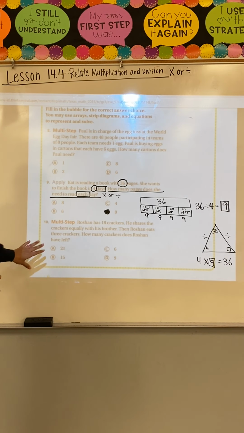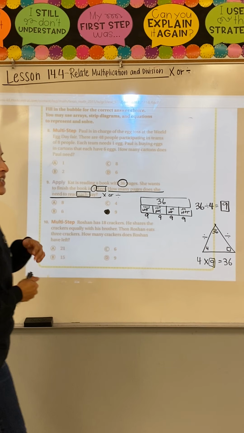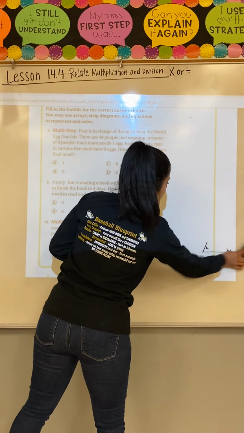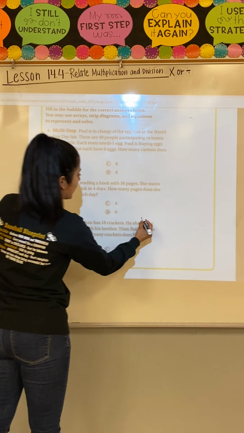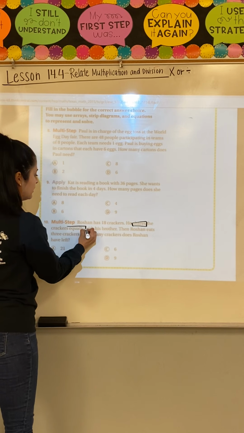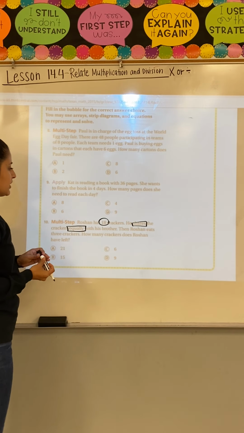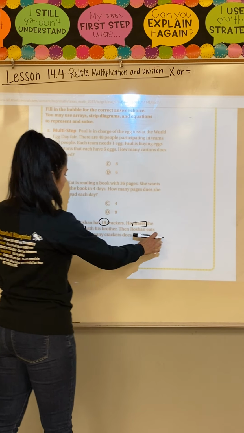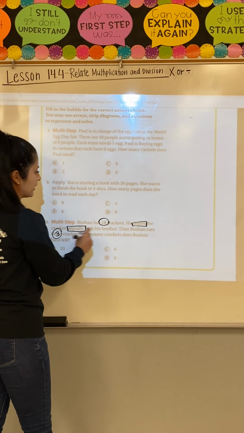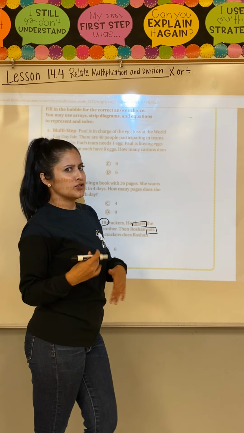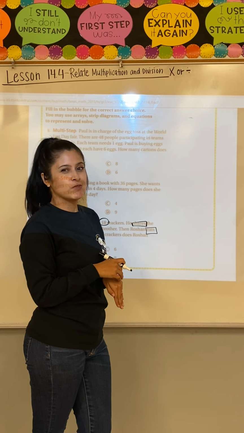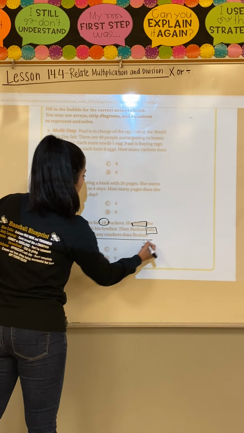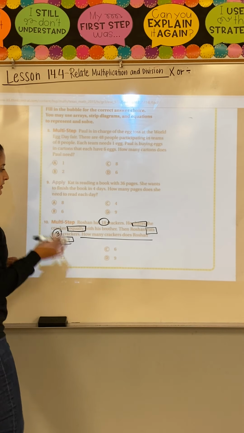One last one together. Let's take a look at number 10. Let's show this with an equation. Roshan has 18 crackers. He shares the crackers equally. That's a major keyword. He shares the 18 crackers equally with his brother. Then, next, Roshan eats 3 crackers. Think about if you eat those crackers, do you still have them there? No, so we're going to be decreasing our amount of crackers. How many crackers does Roshan have left?